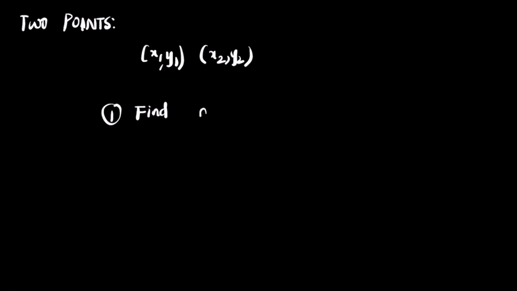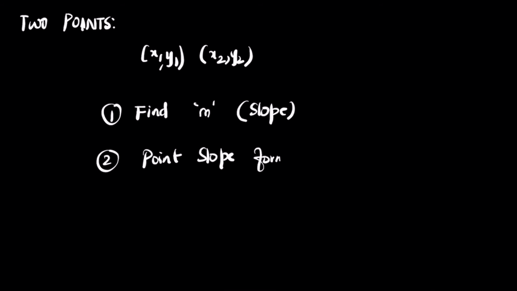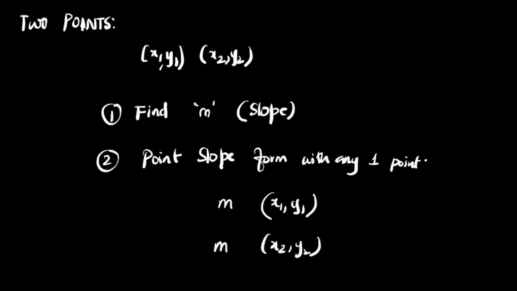So the next one is when you have 2 points. How do you find the equation of the line when you have 2 points? For example, let's say they have given 2 points, x1 comma y1 and x2 comma y2. So the first step is to find m, meaning the slope. And the second step, use the point slope form formula with any one point. So for example, you can use m and x1 comma y1, or you can use m and x2 comma y2. Both of them will yield the same equation. There won't be any change in the equation.